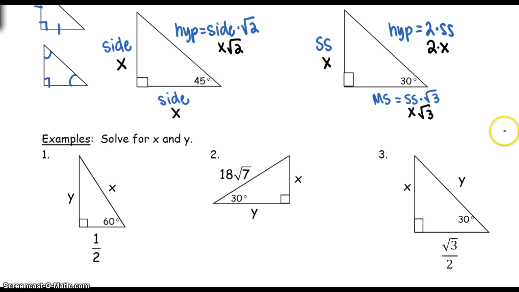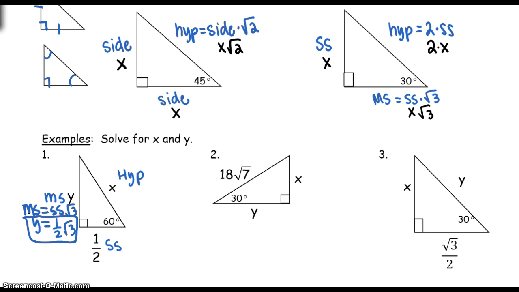Okay, so let's use this information down here on number 1. On number 1, we have a 30, 60, 90. And the first thing I like to do is label my sides. So across from the 30 is my short side. And across from my 60 is my medium side. And across from my 90 is my hypotenuse. Now we know the short side here, so that's awesome. We can use this triangle to figure everything out. So the medium side would just be the short side times root 3. So if the medium side is y, then y equals 1/2 times root 3. And that's your answer for that one.